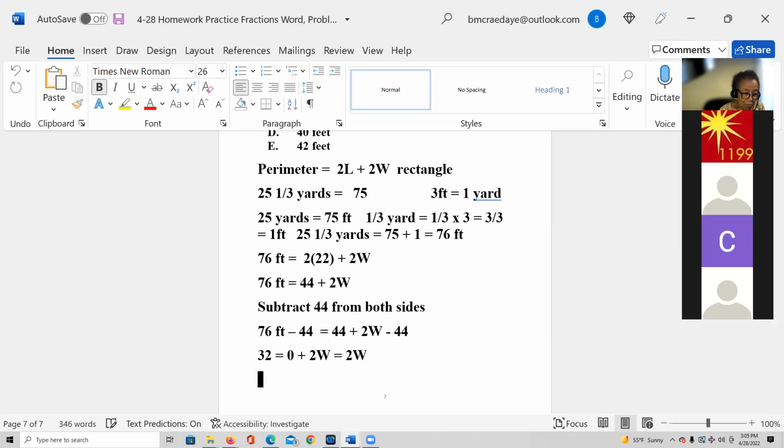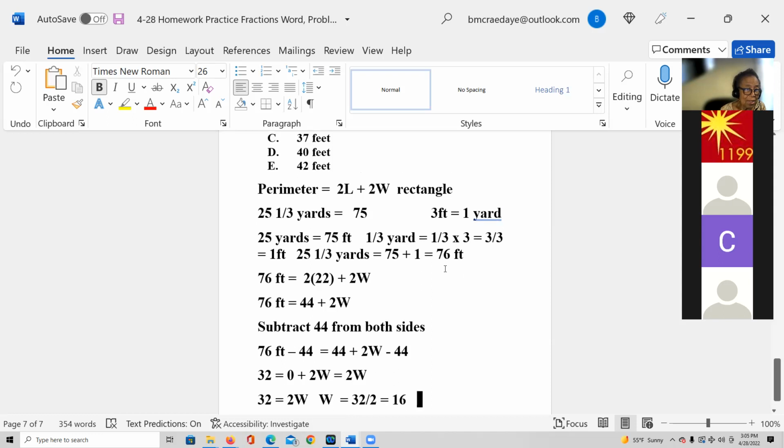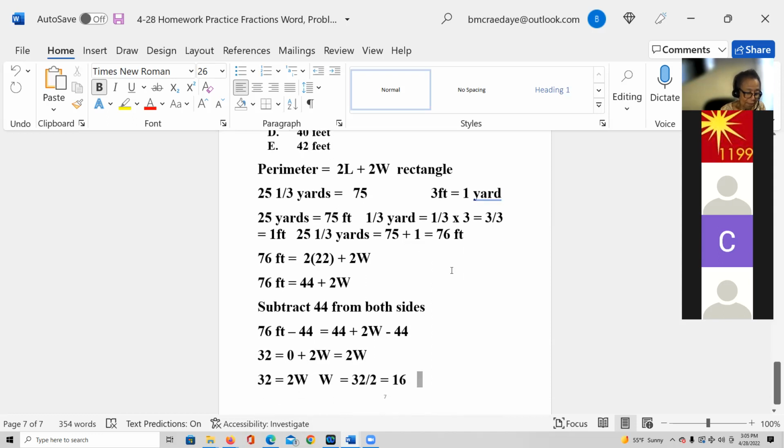So if 32 equals 2W, Maureen, what is W equal to? Mental math now. 2 times some number equals 32. What is that number? 16. That's right. W is 32 divided by 2 equals 16. And that answer is what? A. Yeah.